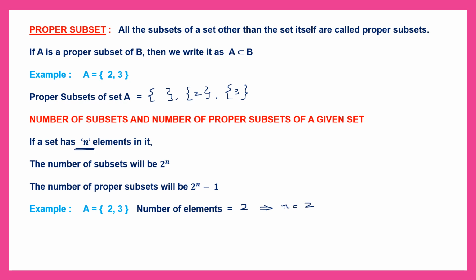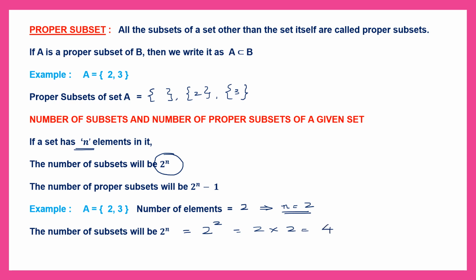Now we are going to find the number of subsets. The formula will be 2 raised to the power of n. So 2 raised to the power of n, where n is 2, is 2 into 2. 2 2s are 4. That means we have found the number of subsets without actually writing out the subsets, that it's going to be 4.